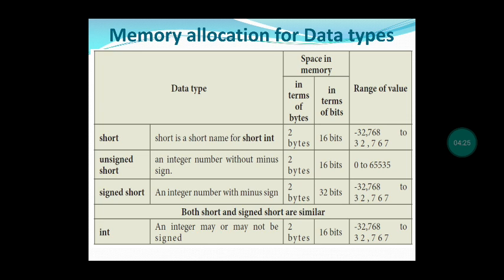And for signed short, the number with the minus sign, signed means it should be represented with the minus sign. And it accepts 2 bytes, that is 16 bits. Its range is the same as integer. Both signed short and short are similar. And integer may or may not be signed. If you want to give a sign also, you can give. Sign means positive, negative. And it has a memory space of 2 bytes, that is 16 bits. Its range is the same as short and signed short, -32768 to 32767.